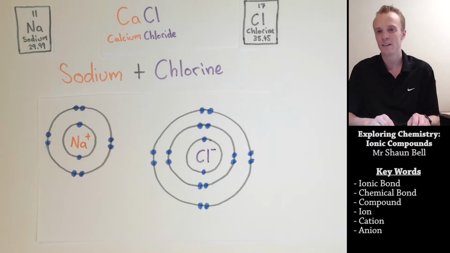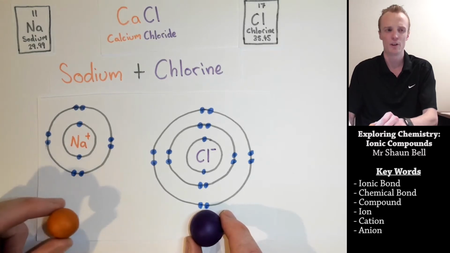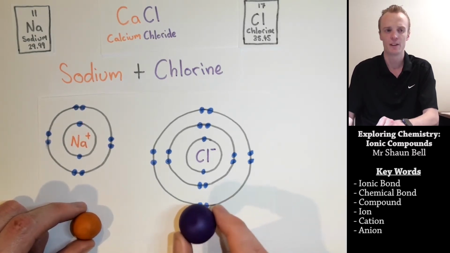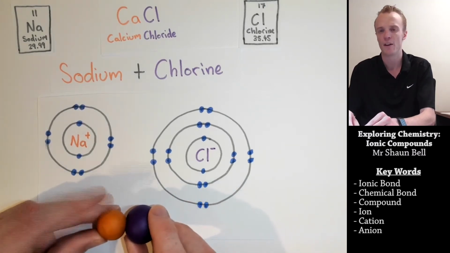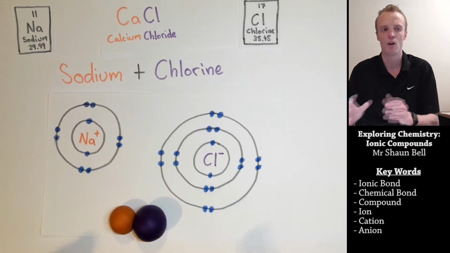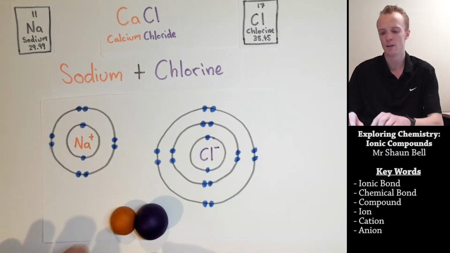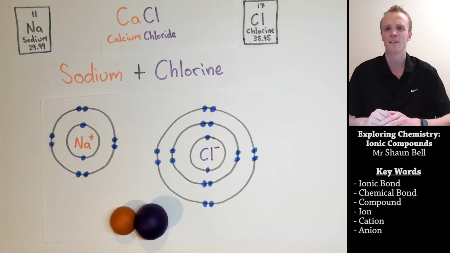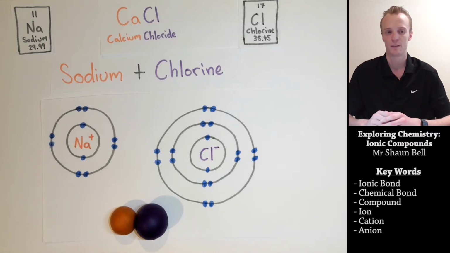Now, like many things in science, opposites like to attract. So if I've got a positively charged atom here, and I've got a negatively charged atom here, they come and stick together. And that's because they've got opposite charges. Now, because this bond has occurred between two different ions, we refer to this as an ionic bond, and it forms an ionic compound.